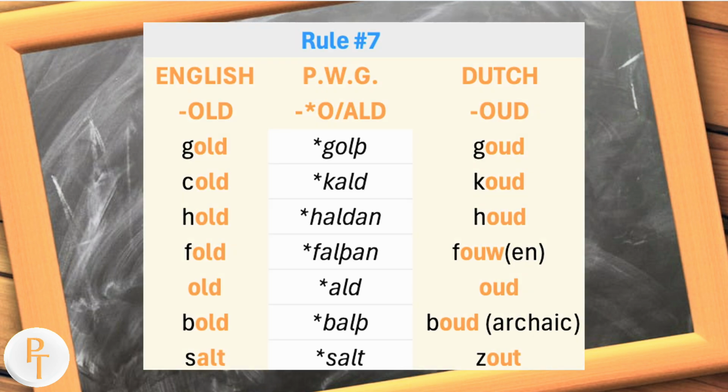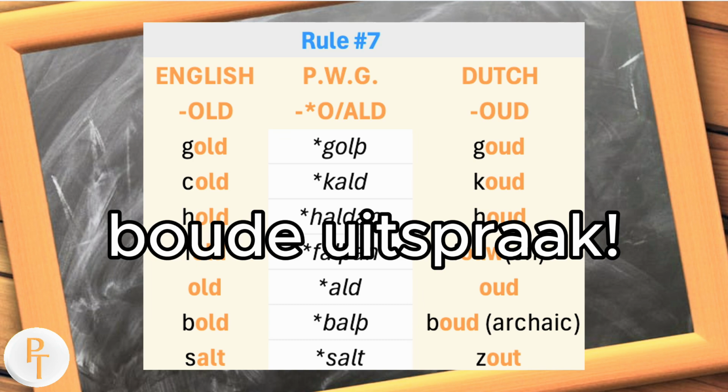Rule number 7. Words in English having OLD, even ALD or ALT, they retain the L's from Proto-West Germanic, but Dutch turned them into U and modified their pronunciation. Let's read a few examples. Gold, goud. Cold, koud. Hold, hout. Fold, vouwen, Middle Dutch vouden. Old, oud. Bold, bout. This is pretty archaic. Dutch people say nowadays boude uitspraak, with the meaning of bold to say that. Sold, zout.